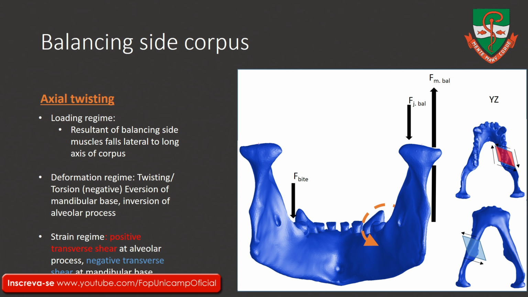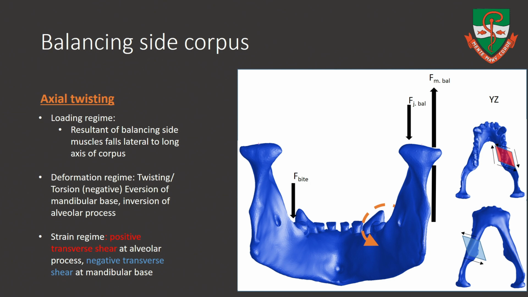For axial twisting, given the loading conditions of inferiorly directed bite and balancing side joint reaction force, and the resultant force of the jaw elevator muscles that falls lateral to the long axis of the corpus, we expect negative torsion about the y-axis, so that the mandibular base is going to be everted and the tooth row will be inverted. That deformation regime should be associated with positive shear strain at the alveolar process and negative shear strain at the mandibular base.